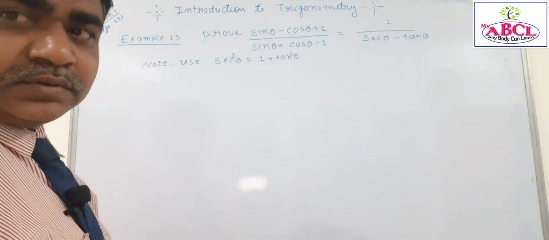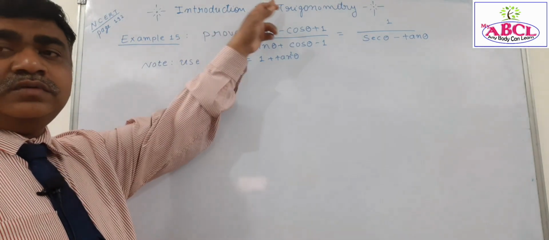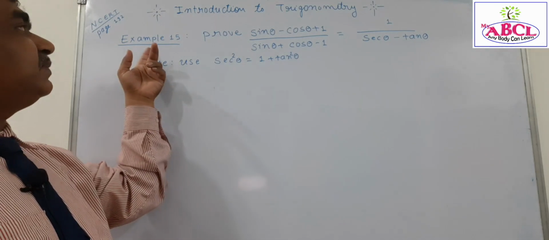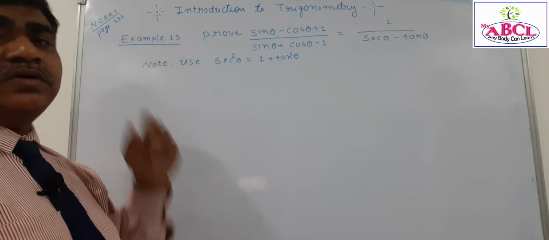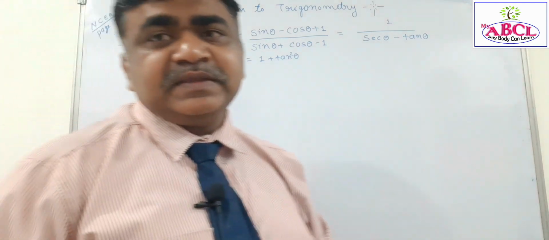Welcome friends. Today we'll see the chapter Introduction to Trigonometry. We'll see example number 15 on page number 192, which is an important one. That's why we are going to do that example also.